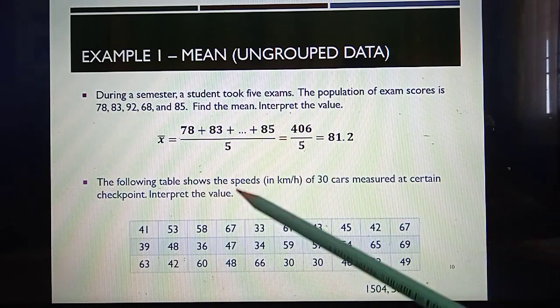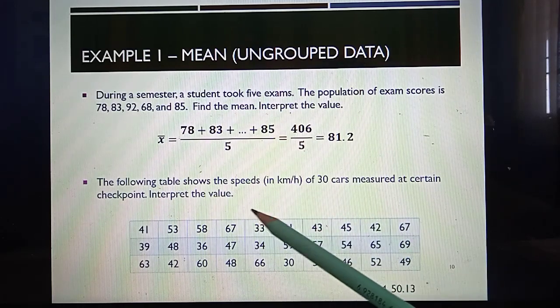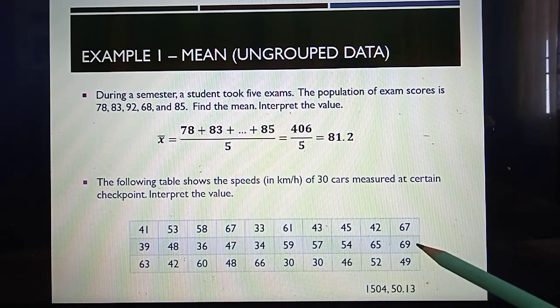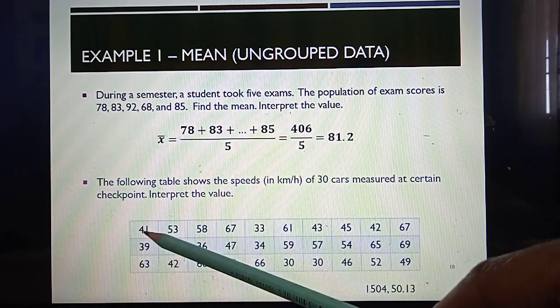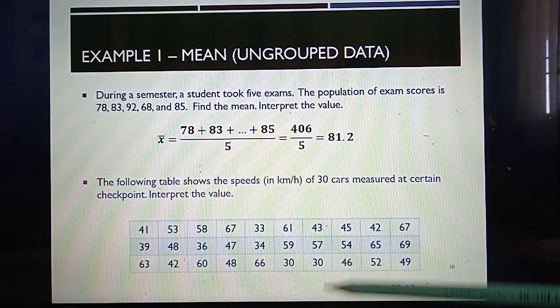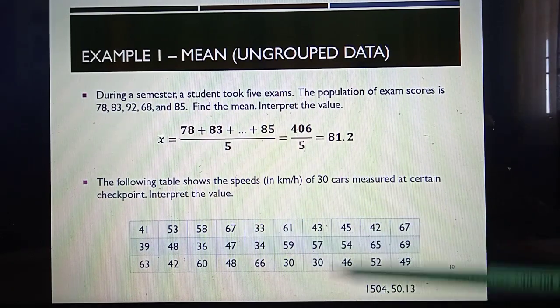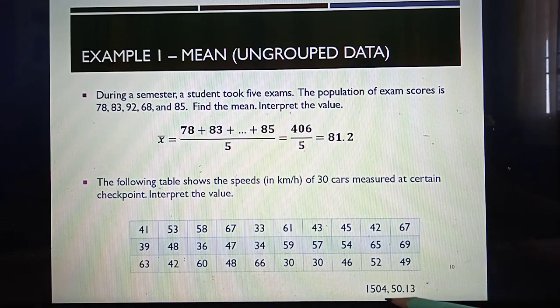Okay, now the following table shows the speed of 30 cars measured at a certain checkpoint. Interpret the value. So from here we sum all of them. This is ungrouped data. Sum them all, divide by how many data there are. 1, 2, 3, 4, 5, 6, 7, 8, 9, 10. Okay, so there will be 30, divide by 30 cars. Sum all of these and divide by 30 cars. So the answer will be this one.